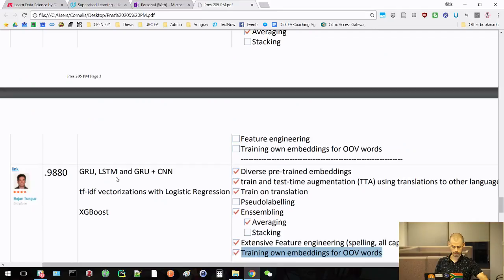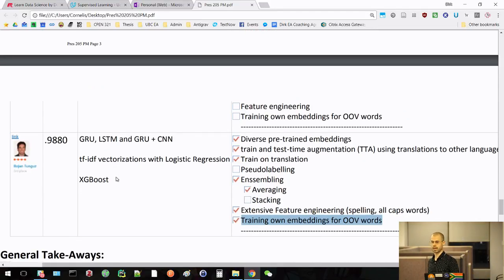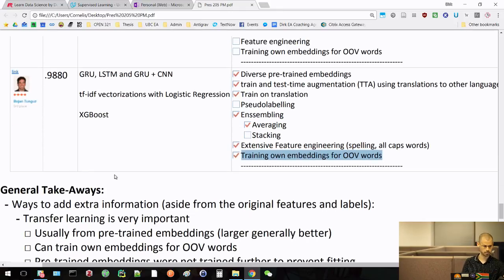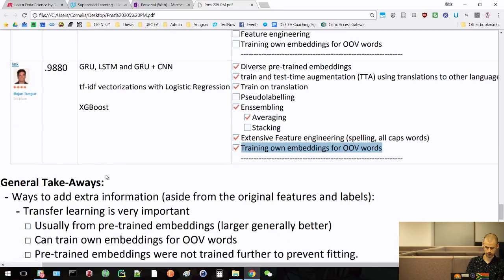All right, so that's this comparison. And then lastly, I just have some general takeaways. Are there any more questions? 5 minutes? Okay, I think we're good. It says about 10 minutes, yeah.